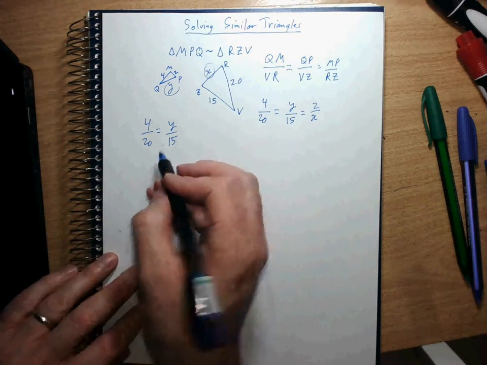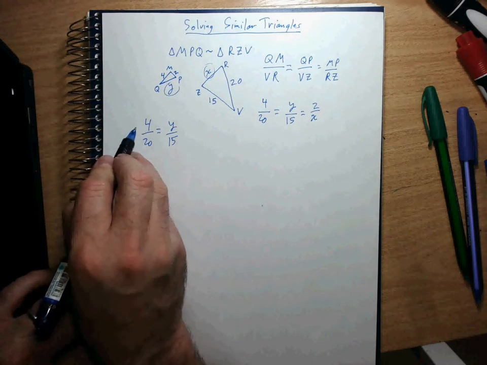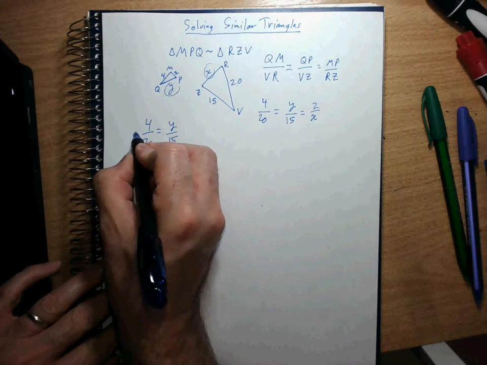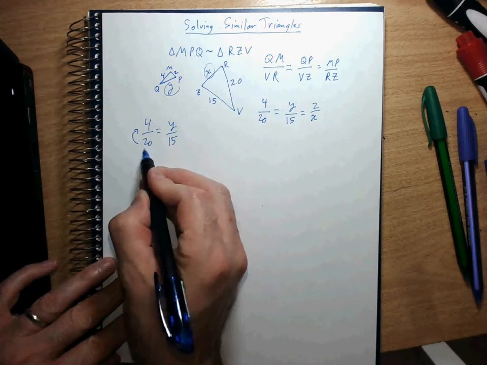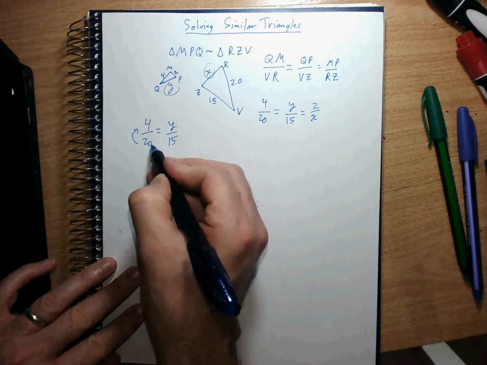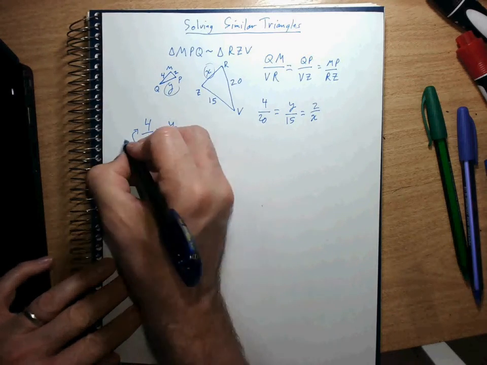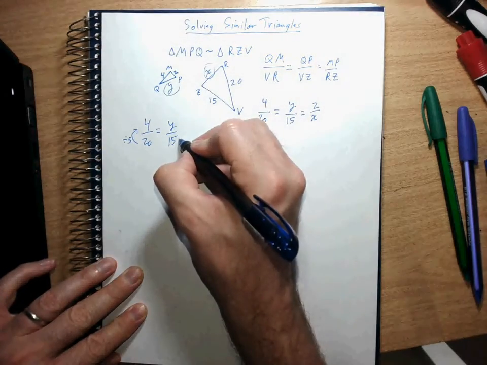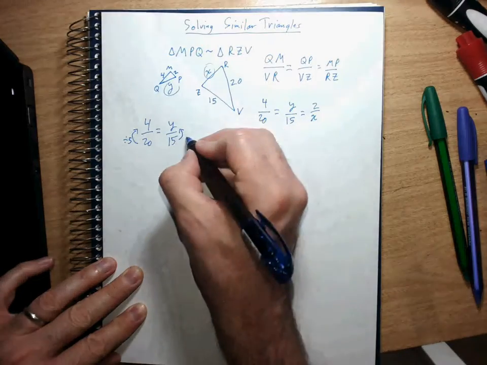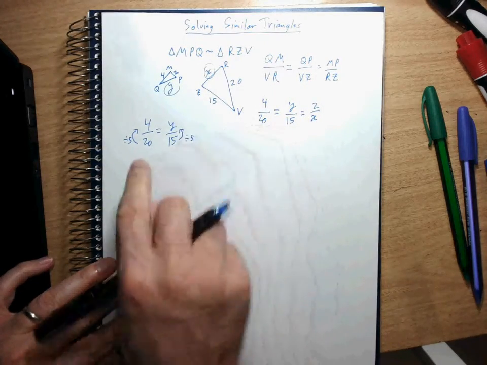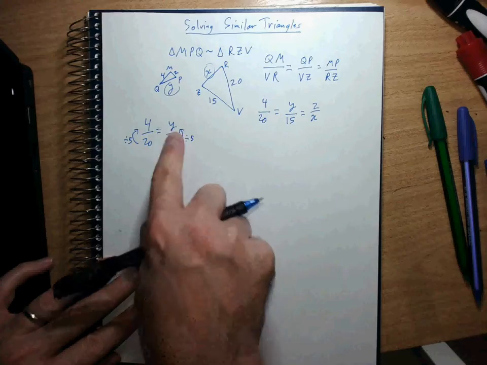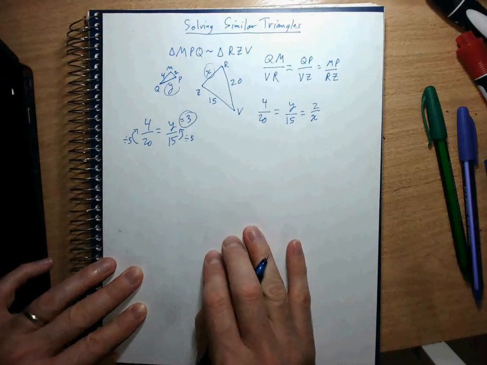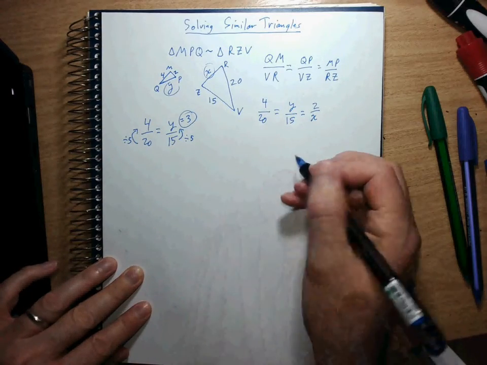I notice that there's a relationship between the denominator and the numerator here, and I'm going to use the same relationship here. So what can I do to get from 20 to 4? I can divide by 5, or multiply by 1/5, right? And in the same way, I'm going to do the same thing on this side. 20 divided by 5 is 4. 15 divided by 5 is what? Well, that's going to tell me it's 3. So I know that y is 3.